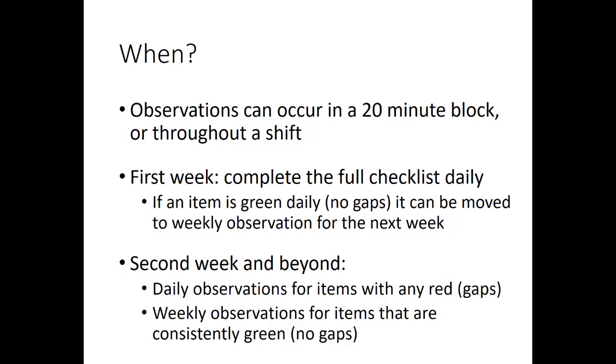During the first week of observations, observe each item in the checklist daily. If an item is green on a daily basis, meaning there are no gaps from the standard, that item can be moved to weekly observation for the next week. Continue with or move back to daily observations for items with any red on the tracking sheet. If a gap is identified, we want to observe more frequently to understand and address the problem.